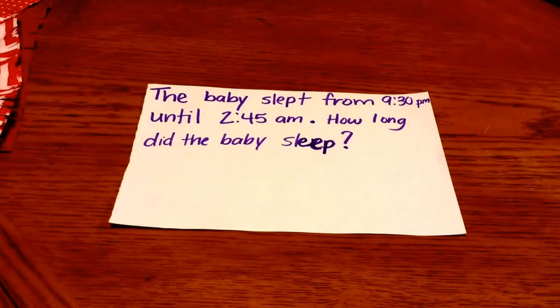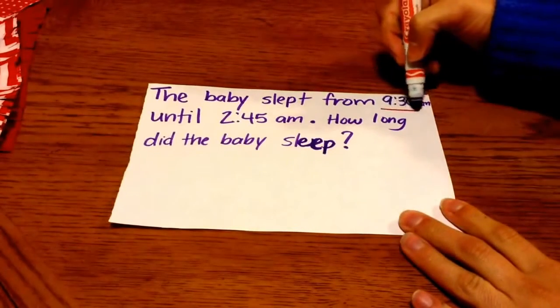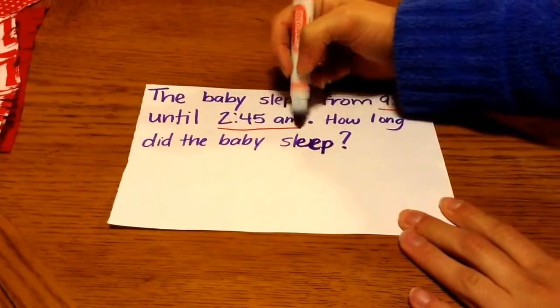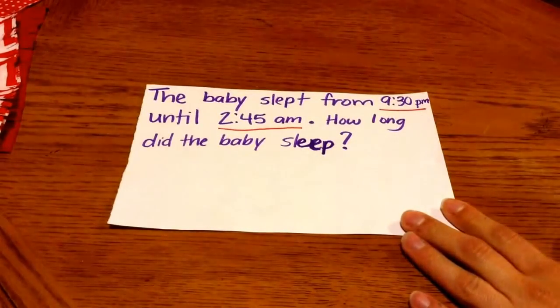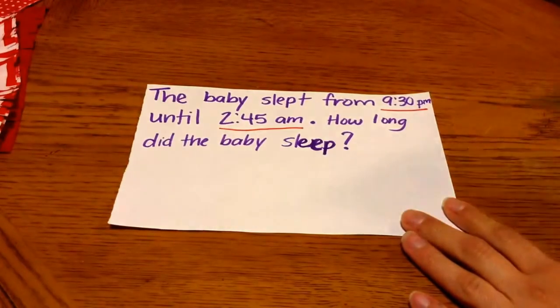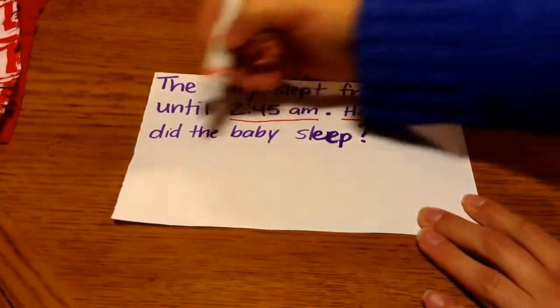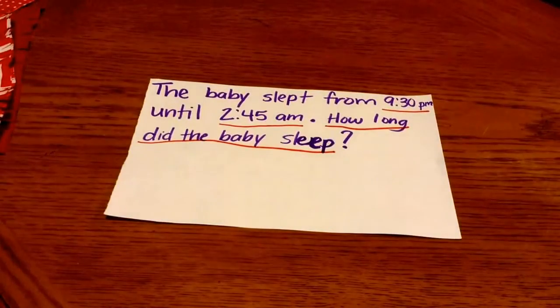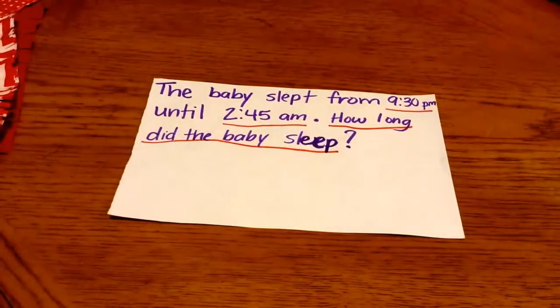Now that we have read our word problem, we need to go back into the problem and circle key information. So 9:30 p.m. is our start time, and 2:45 a.m. is our end time. And in a question, we always have to find out what it's actually asking us, and that is this statement right here. How long did the baby sleep? And that's telling us the duration of something, and our duration is between 9:30 p.m. until 2:45 a.m.